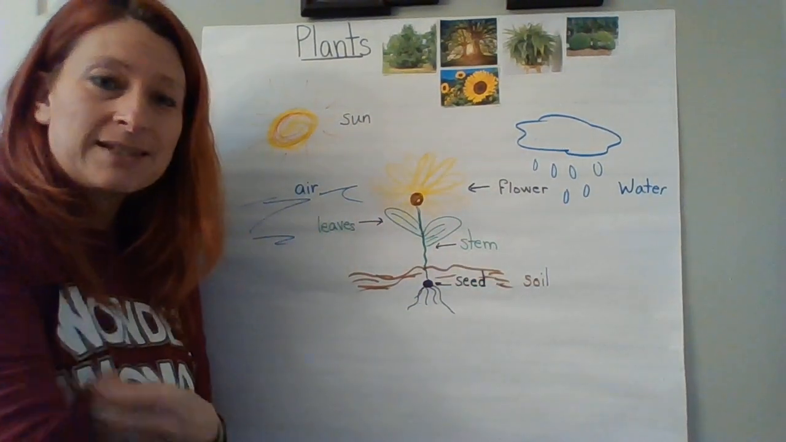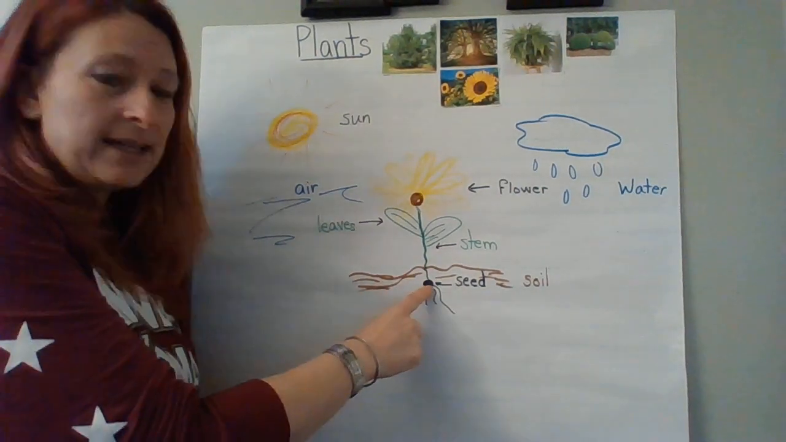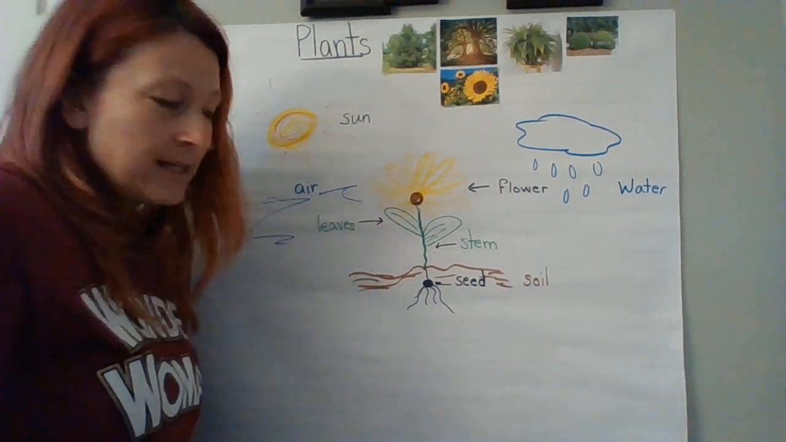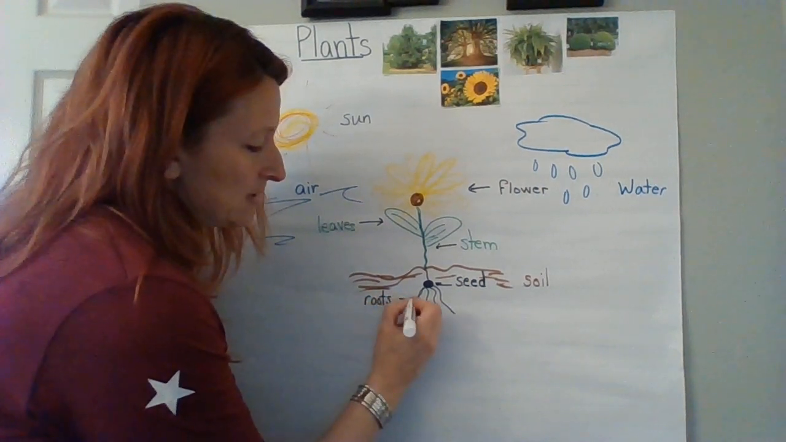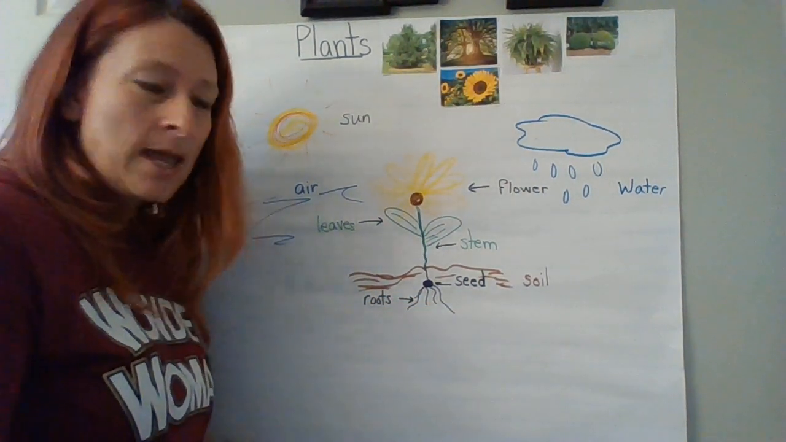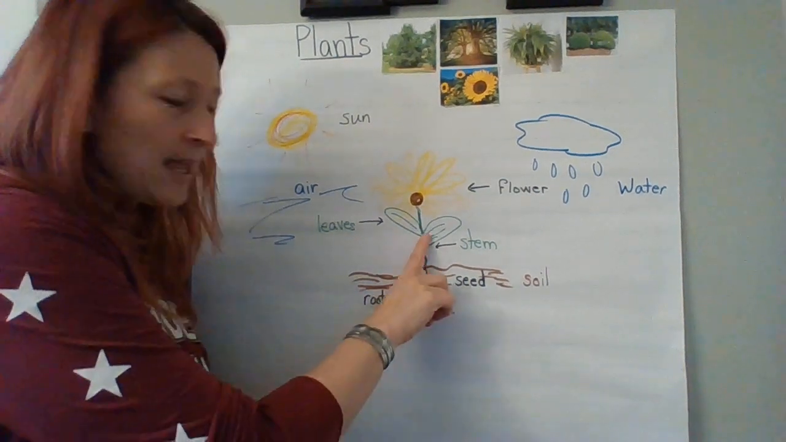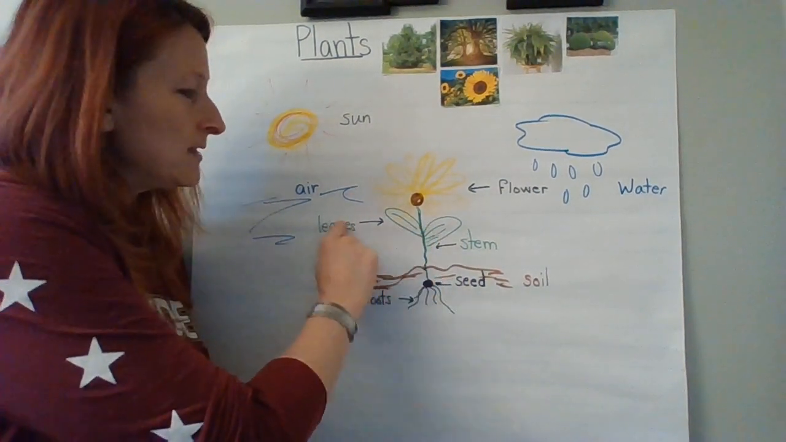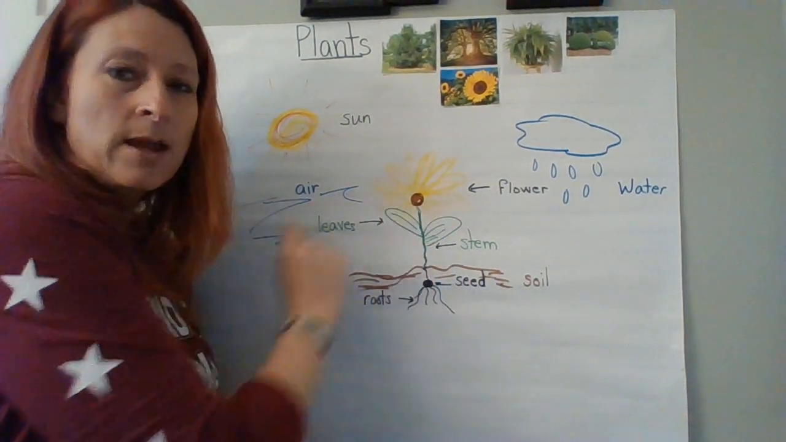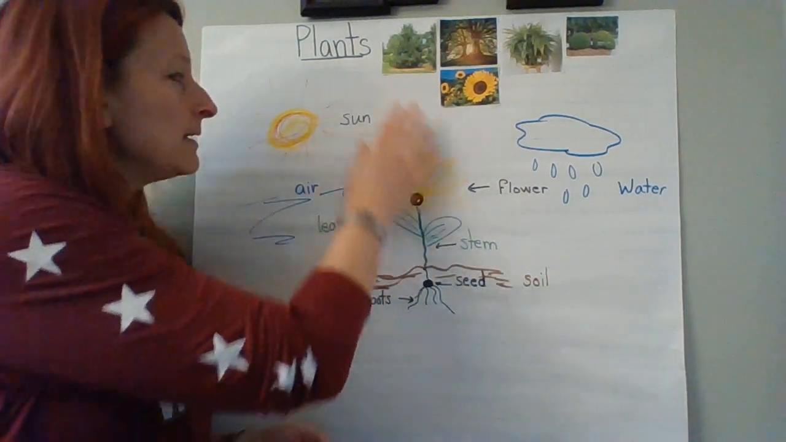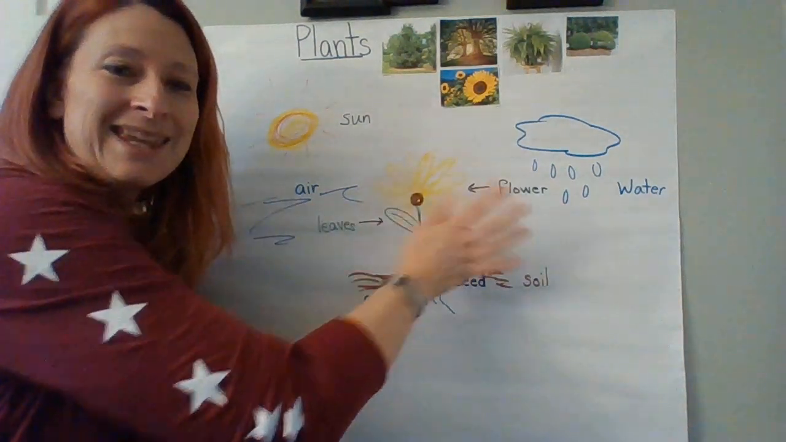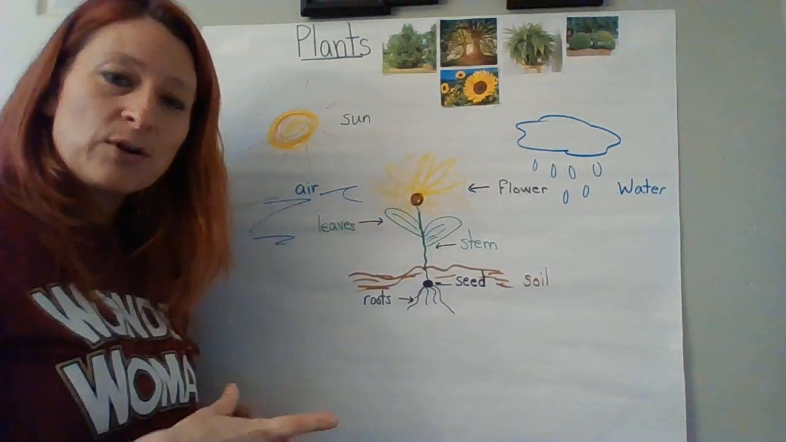So let's look at this again. You need the seed, and the seed has roots that grow down, and then up comes the stem, and then you get the leaves, and you get the flower. To help a plant grow, you need to plant the seed in the dirt. You need the sunlight and the water and the air, and all that helps your flowers to grow.